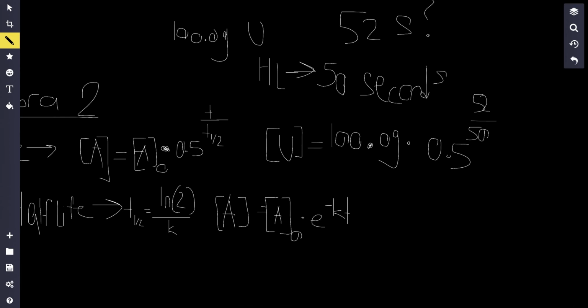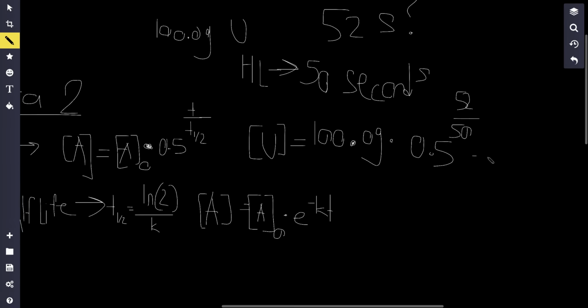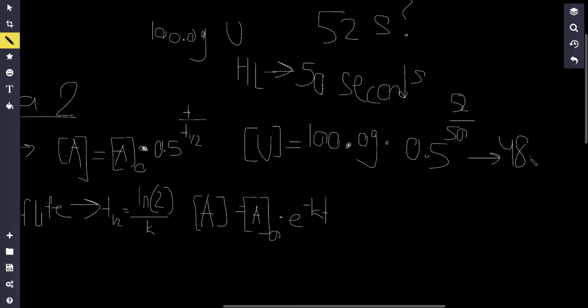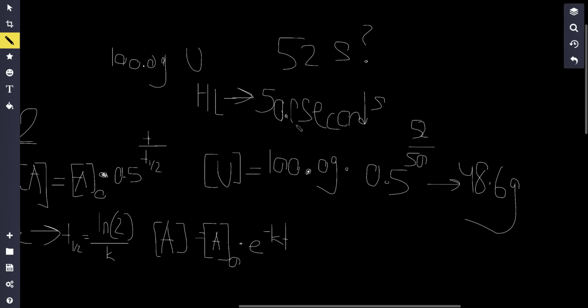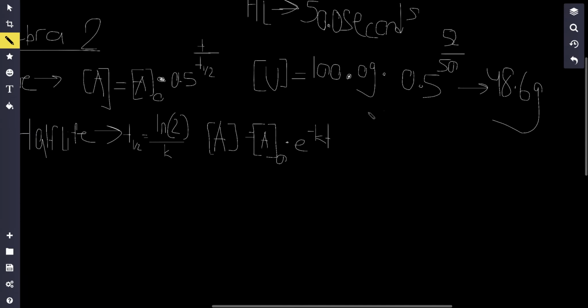Half-life is 50 seconds. So if I put this all into my calculator, 100 times 0.5 to the 52 over 50, that's going to be around 48.6 grams. Screw the sig digs. Let's just pretend I had 3 sig digs all along. All right. Now let's do it for the second way.